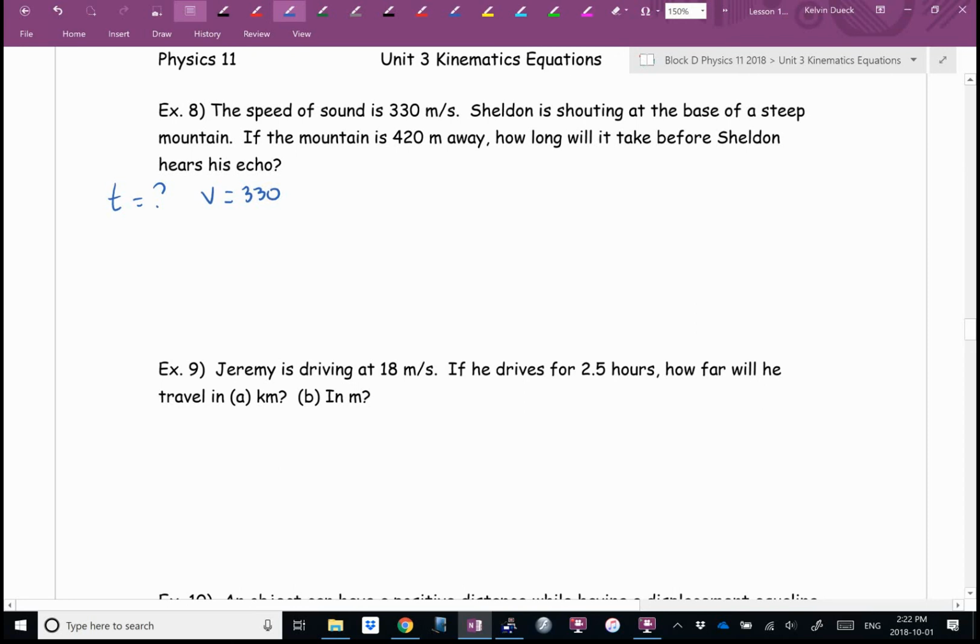What's that 420? What are the units right next to it? What do I measure? Good, distance. And I did a quick check. Meters per second, meters, my units all match up. I don't have one thing in hours and one thing in seconds, or one thing in meters and one thing in kilometers. If there was, I'd have to do a correction. Looking for an equation that has a T, a V, and a D in it. There is one.